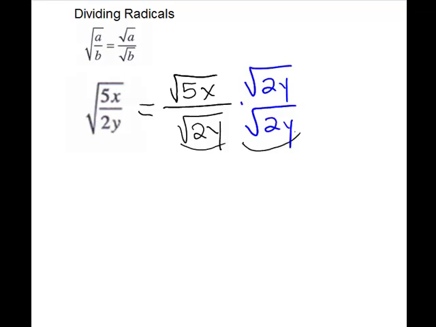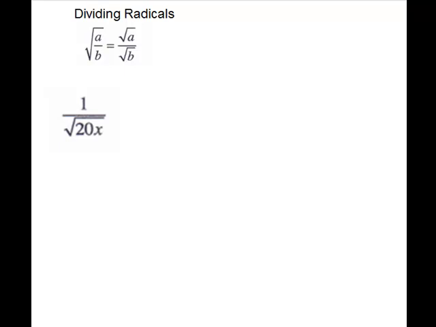And then for the denominator, the 2y will come out from underneath the radical. On the numerator, they're just all going to multiply underneath to give you 10xy. And that is simplified form. All right, last problem on this section. There's nothing to do on the numerator. For the denominator, we can break that down.